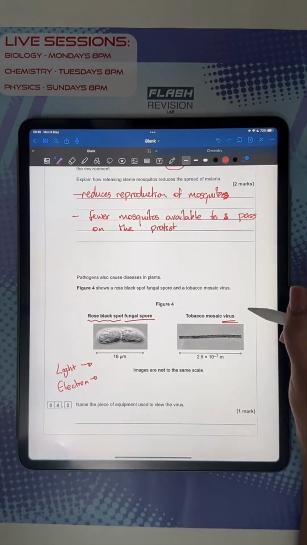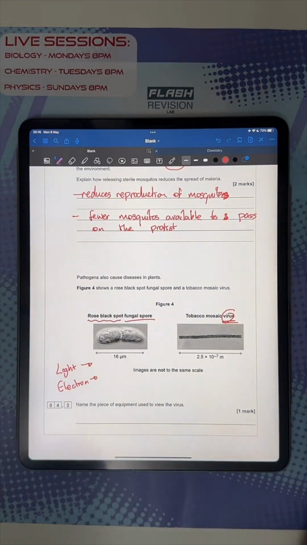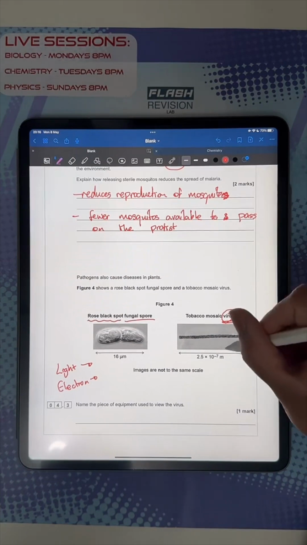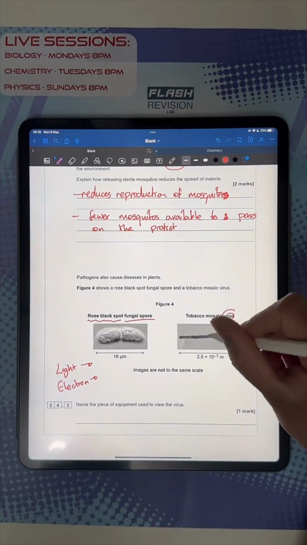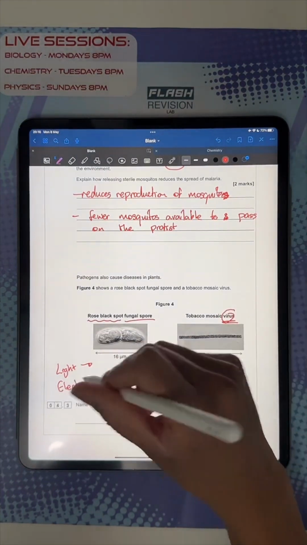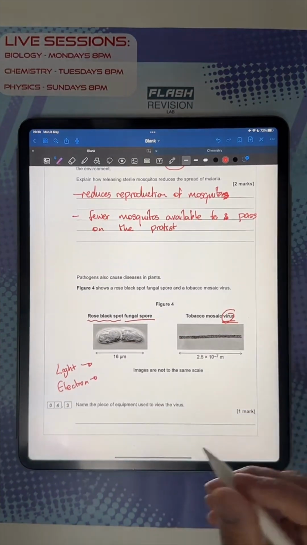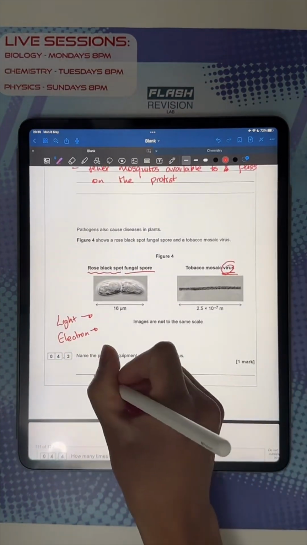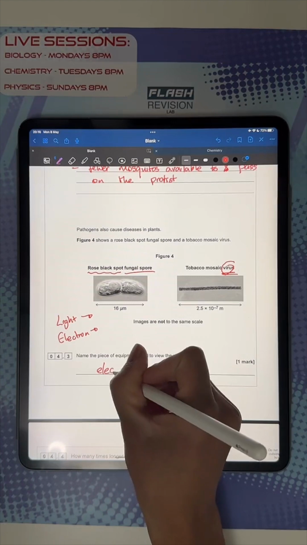What you're meant to recognize here is the fact that you can see a virus. Viruses are tiny. They're much smaller than normal human cells. So the fact that you can see this in a microscope tells us it can't be a light microscope. It must be an electron microscope. That's what you should recognize from this.